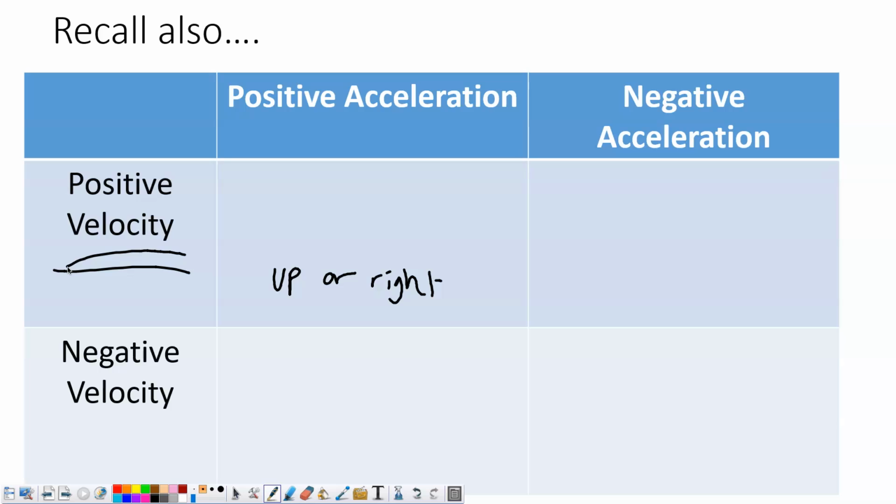Now, if you have a positive acceleration, I like to think of that as a force. It's a force that's pulling you in the positive direction. So if you're moving at a certain speed to the right, and then a force starts to pull you in that direction as well, what happens to your speed? You're going to go faster. So you'll be speeding up.